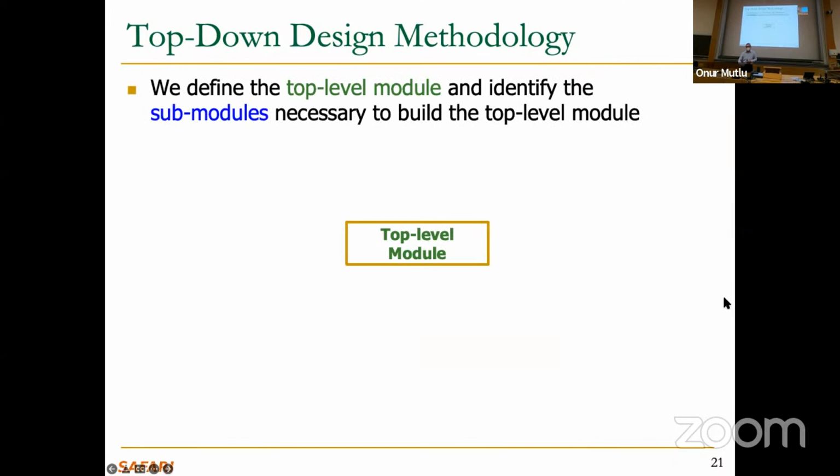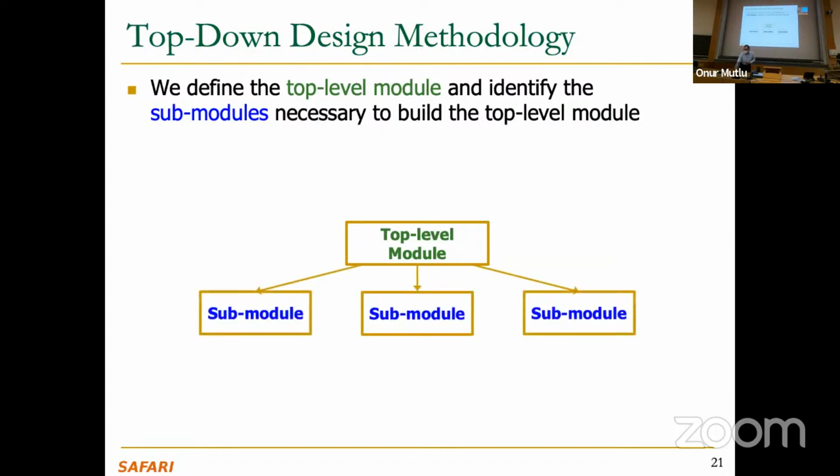Okay, so to use hierarchical design, there are two kinds of methodologies. One is top-down, one is bottom-up. Again, this is very similar to software engineering, since at some point we're doing software engineering also here to describe hardware. Basically, in a top-down design methodology, you design the top-level module first, and then identify what sub-modules you need to build the top-level module.